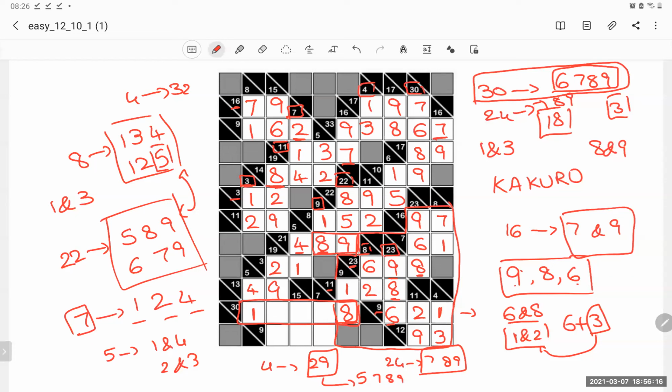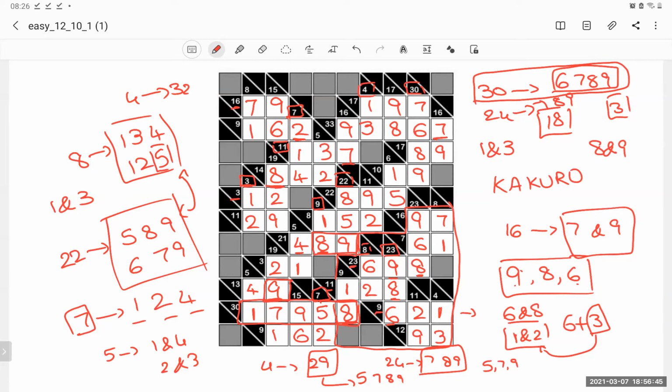You already have 8 here. So the missing numbers are 5, 7, 9. You have a 7 here. Can I have 7 or 9 here in this cell? No. This has to be 5. And I have 9 here. So this has to be 7. This has to be 9. Because I have a 9 here, right? So the only missing numbers are 6, 2, 1.